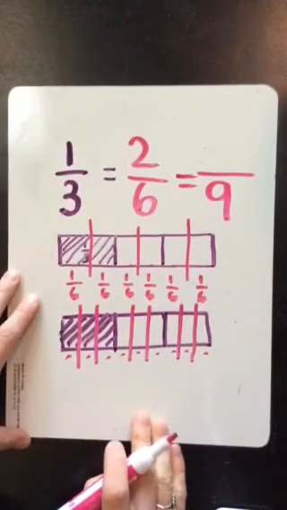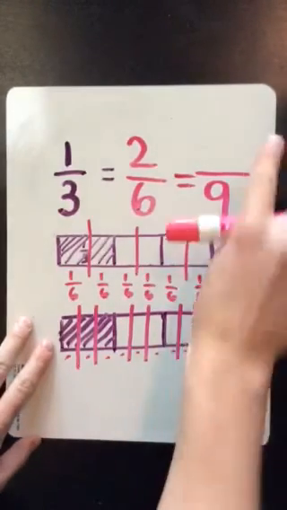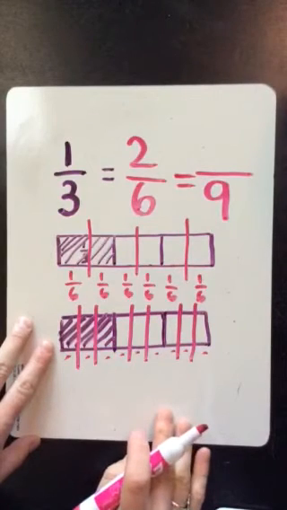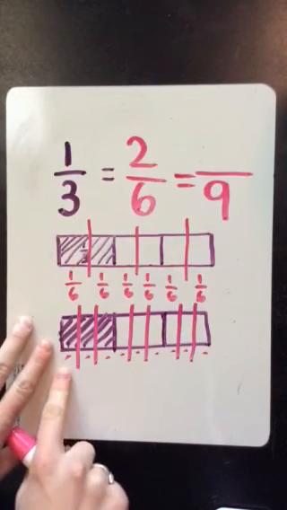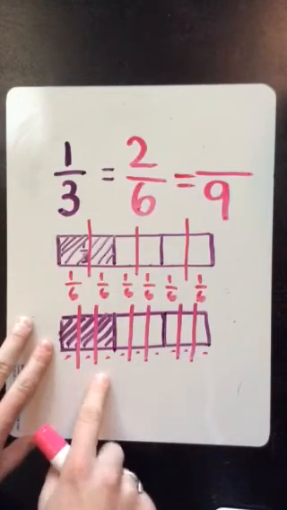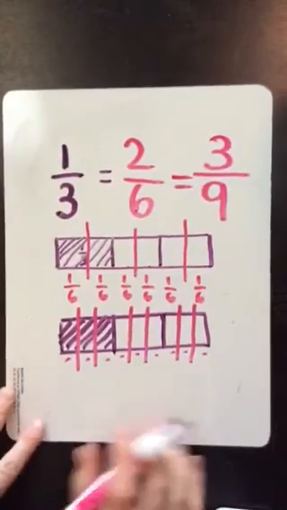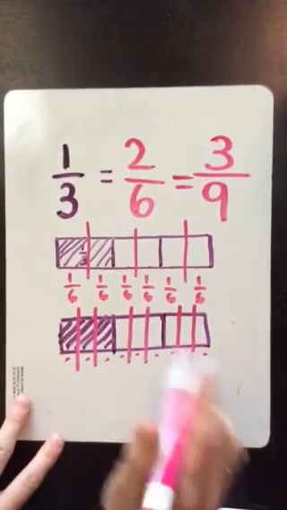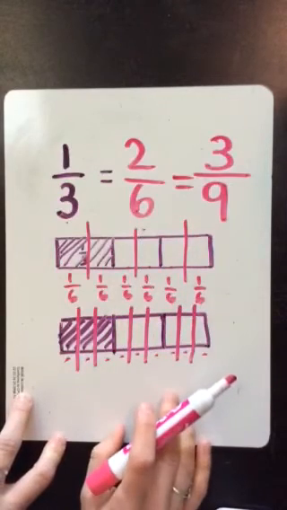How many ninths are equivalent to 1/3? I want you to write that here. 1, 2, 3 ninths. So by doing this, we have just shown that 1/3 is equivalent to 2/6 is equivalent to 3/9.